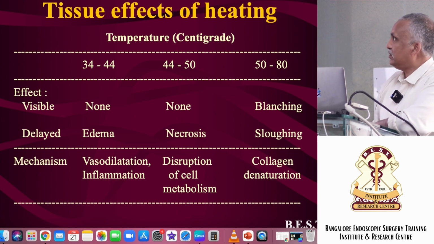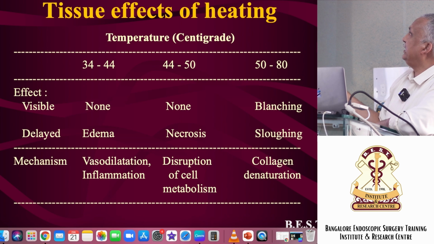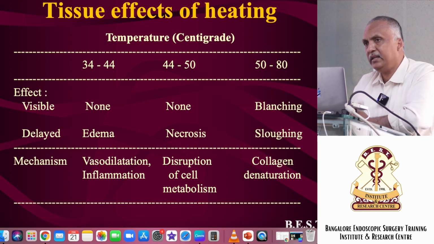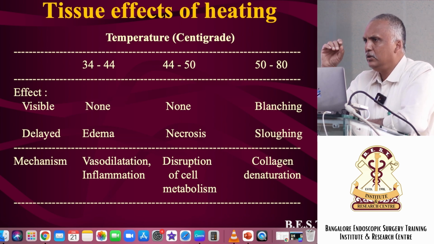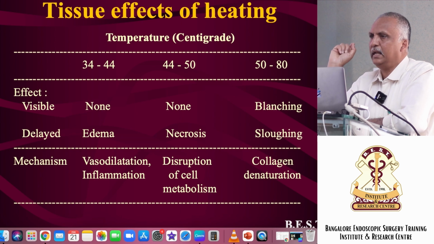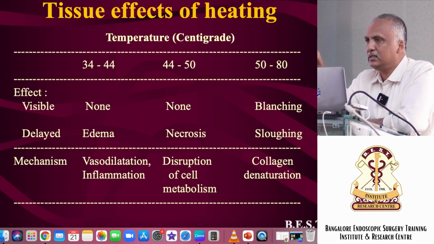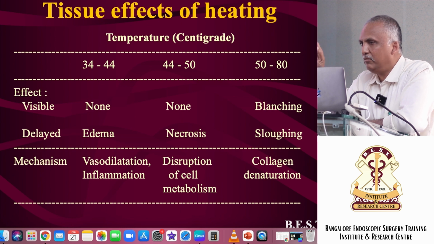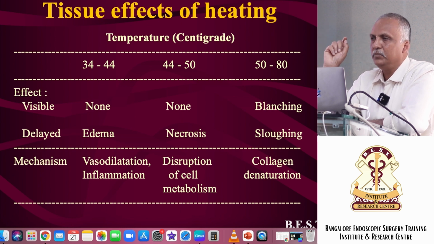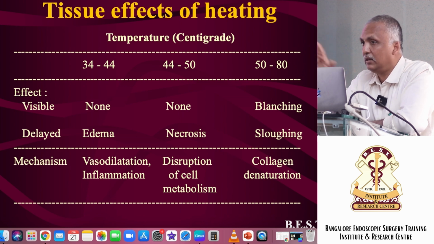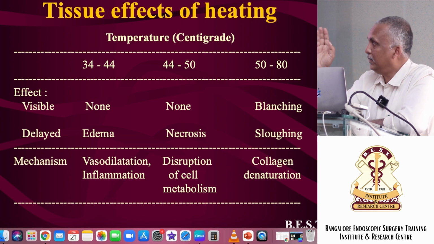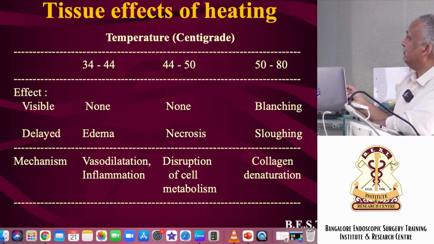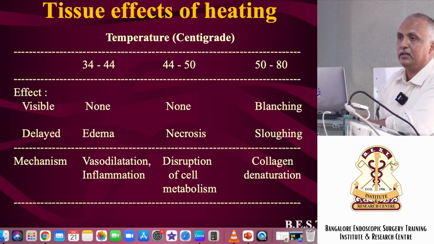But what is most important is this 50 to 80 degrees centigrade. At 50 to 80 degrees centigrade, you see just a little bit of blanching when you are operating. You have touched an intestine, there is a small whitish area over there. You have touched the ureter, there is a small whitish area that you can see on the ureter. It is not burnt, it is not sloughed off. But then after 4 to 7 days, you see sloughing of it.